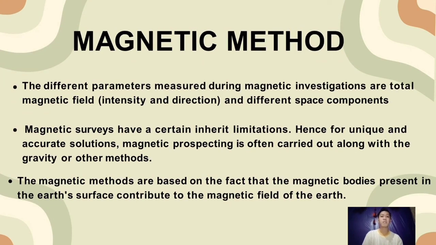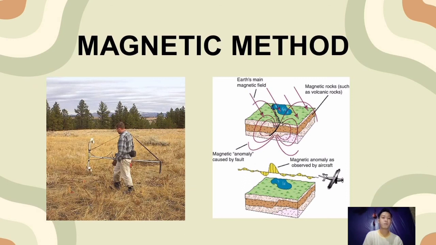Magnetic method. The different parameters measured during magnetic investigations are total magnetic field, intensity and direction, and different space components. Magnetic surveys have certain inherent limitations. Hence, for unique and accurate solutions, magnetic prospecting is often carried out along with gravity or other methods. Magnetic methods are based on the fact that the presence of a magnetic body in the Earth's surface contributes to the magnetic field of the Earth.